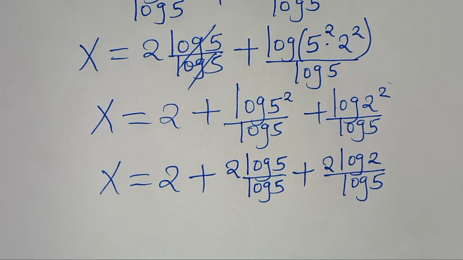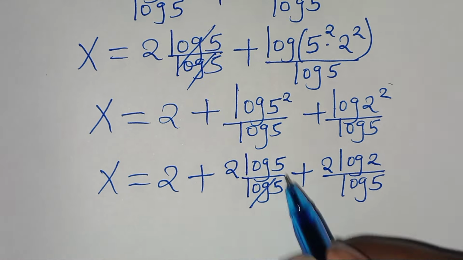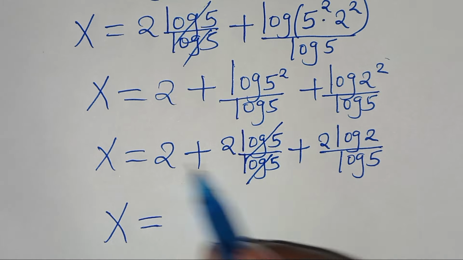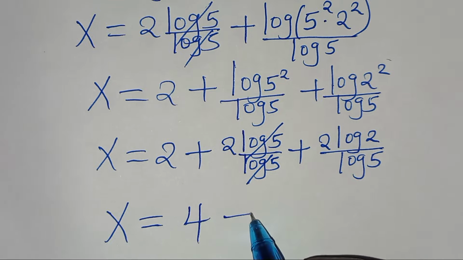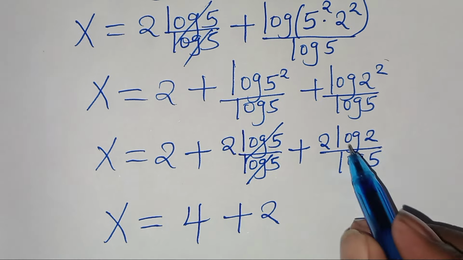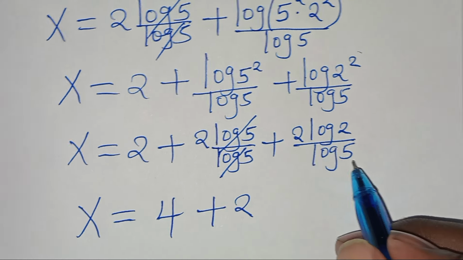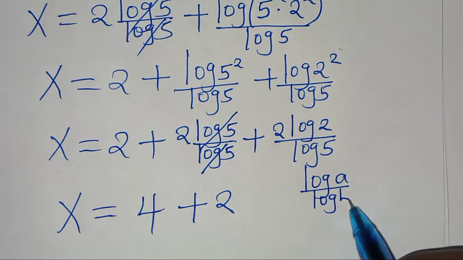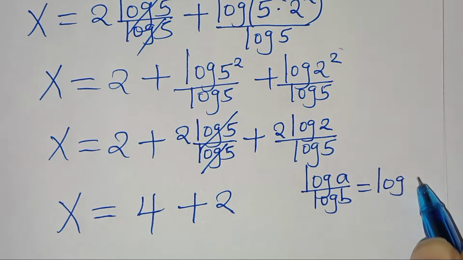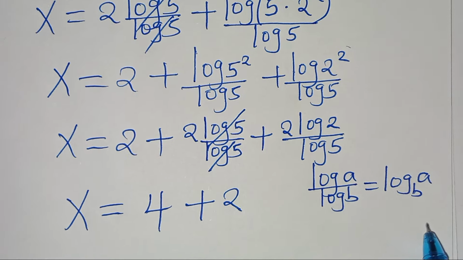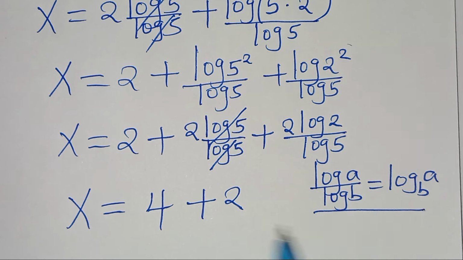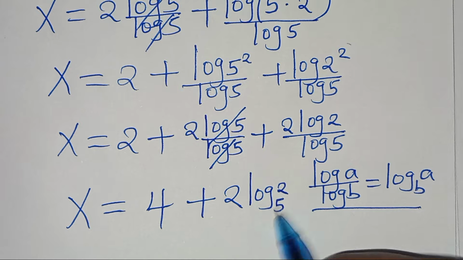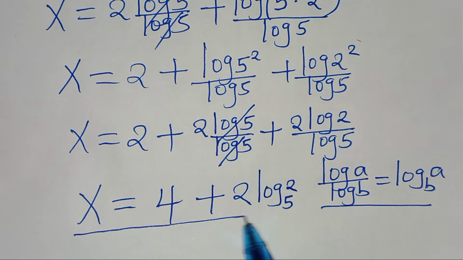Then the next step is to simplify. Now we can simplify log 5 and log 5 here, so that now x is equal to 2 plus 2, this is equal to 4, then plus 2 log 2 over log 5. This is actually in the form of log a over log b, which we can express as log a to base b. So applying this property, then here we have 2 log 2 to base 5. So this is the value of x.